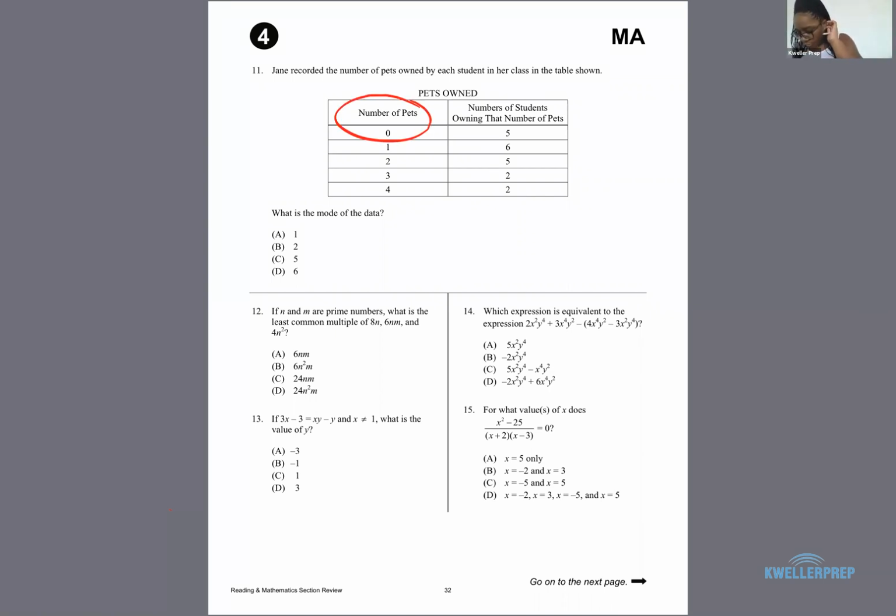Okay. So you just go right across and you look and see, so 5 is not the greatest. The most number of students, 6 students own 1 pet. So the most students from this whole data set own 1 pet. So the answer is 1.